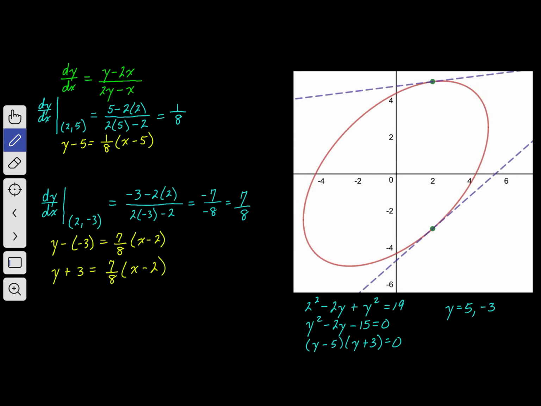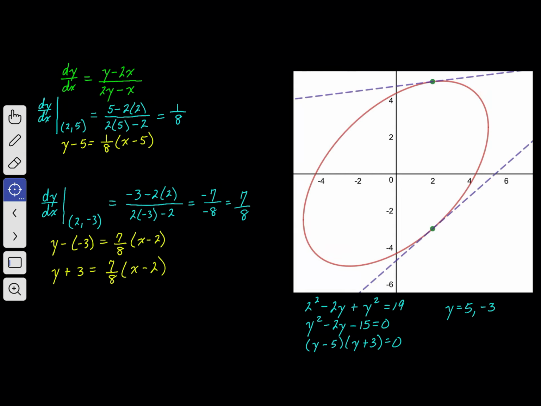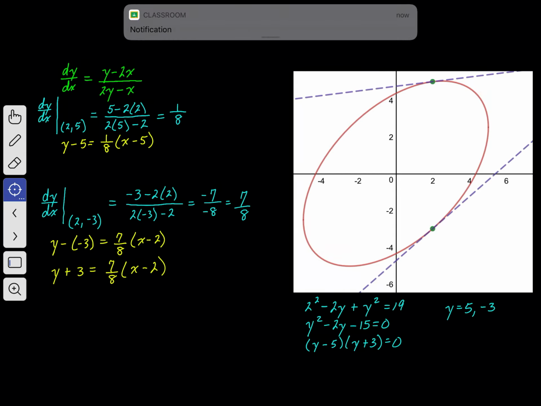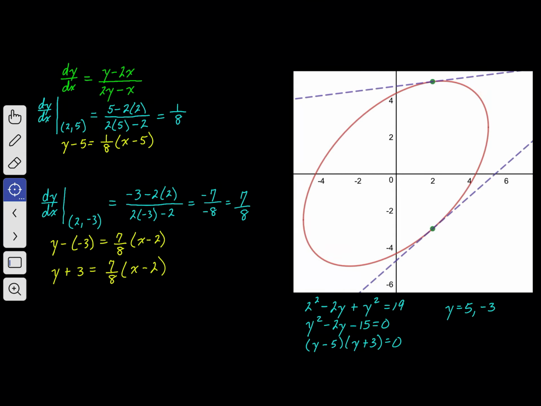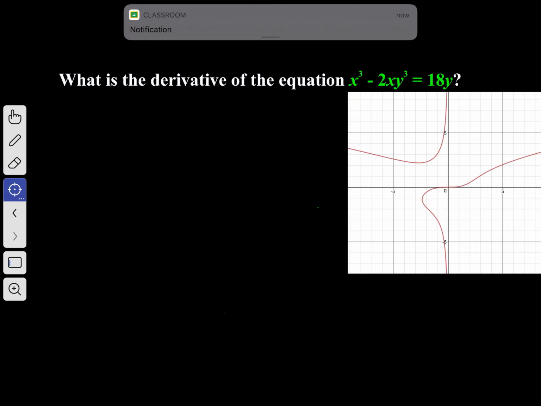Okay, so this equation is an ellipse. And as you can see, we've got two tangent lines at x values of 2. Here's the (2, 5). Here's the (2, negative 3). And Mr. Sassman has shown us his work on those. So if you'd rather copy his, that's fine with me.